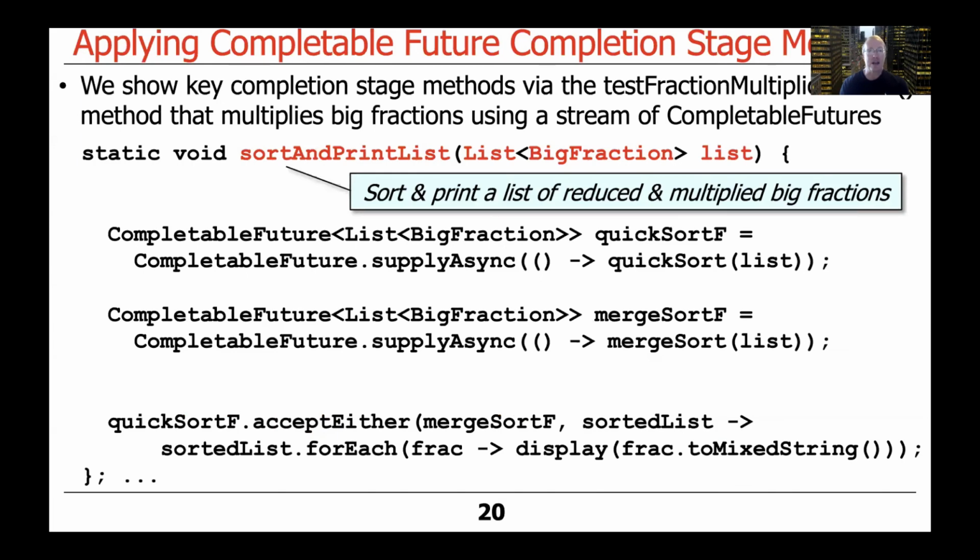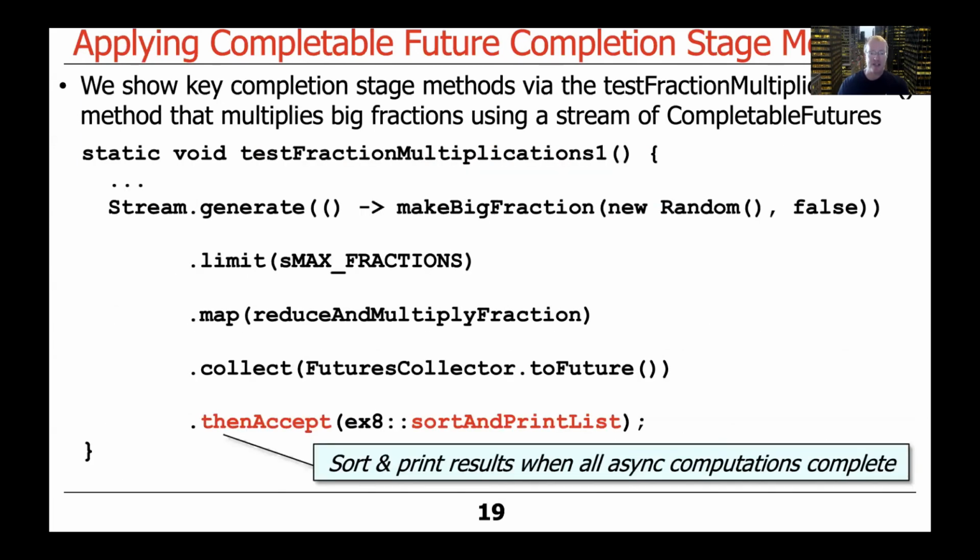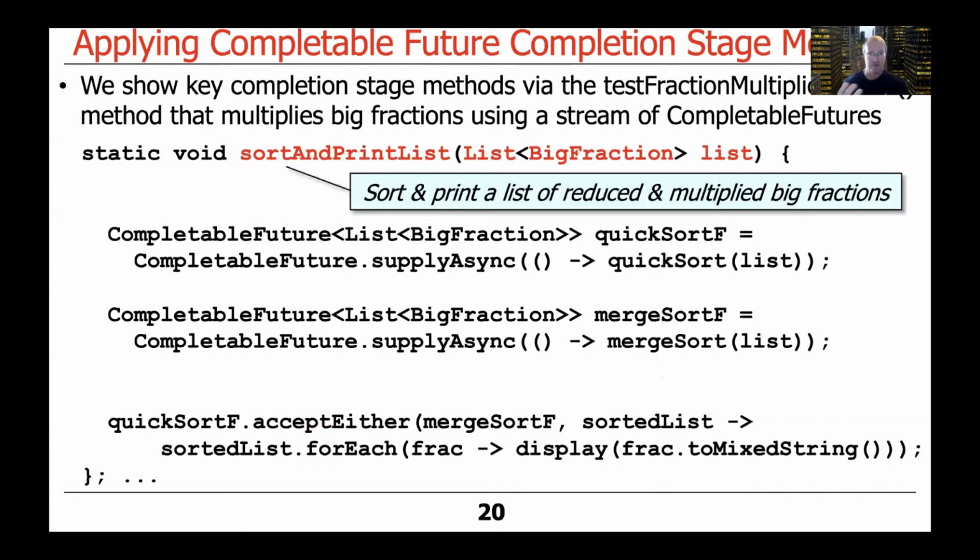So here's the sortAndPrintList method. This is what gets passed to thenAccept here as the final stage of all these things. So sortAndPrintList is going to take a list of big fractions, which at that point will have been reduced and multiplied. And it's going to use that clever trick we talked about before with acceptEither to go ahead and sort that list in parallel using two different sorting algorithms.